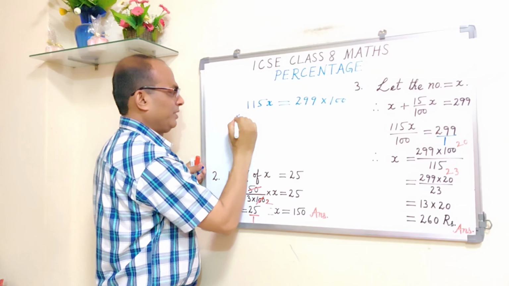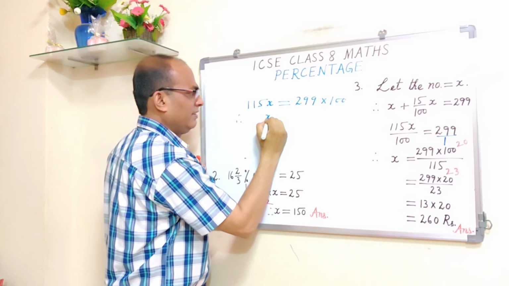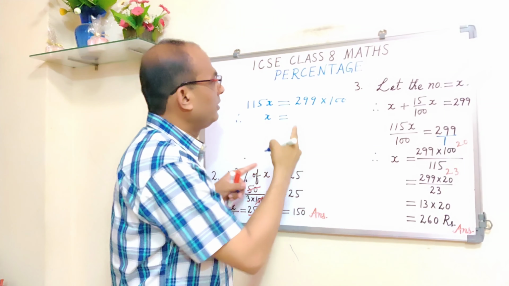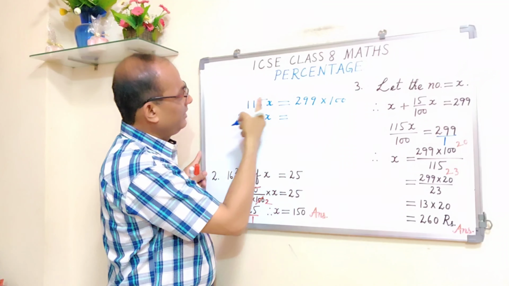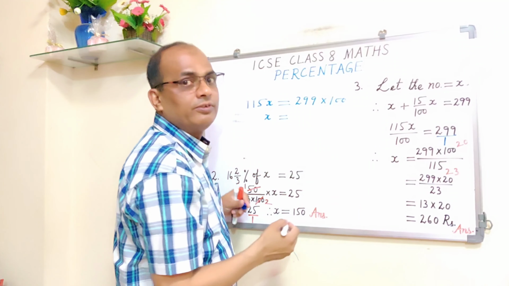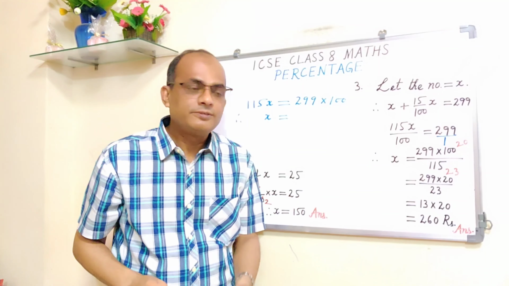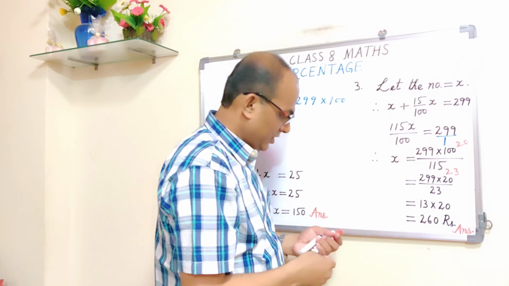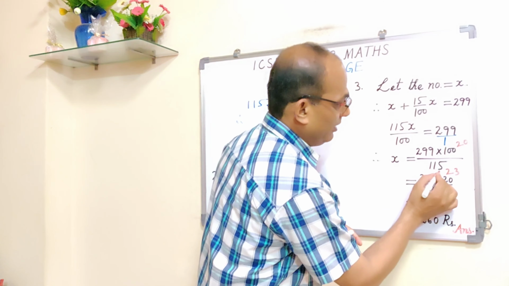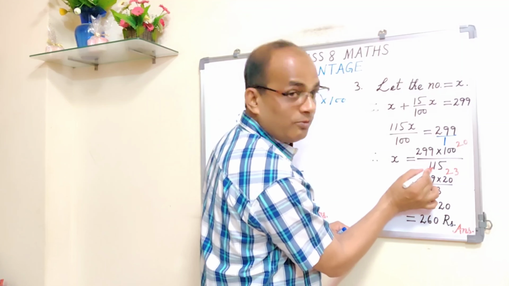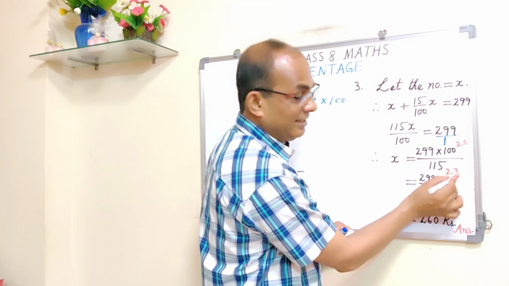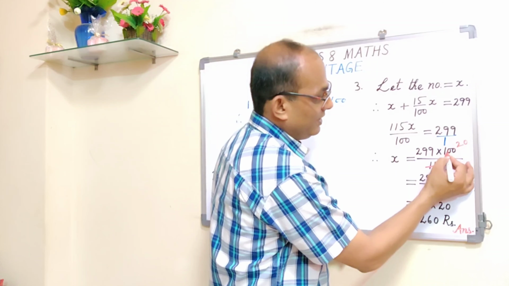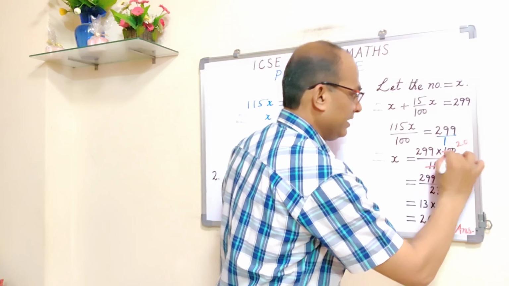Now after this, you can write down, therefore, x is equal to 299 multiplied by 100 whole divided by 115. Got it? Understood? Fine. Now, see the cancellation here. I have cancelled this 115 by 5. 5 2s are 10, 1 and this 5, 15. So 5 3s are 15. This is cancelled. By the same 5, 5 2s are 10 and this 0. So this is also cancelled.